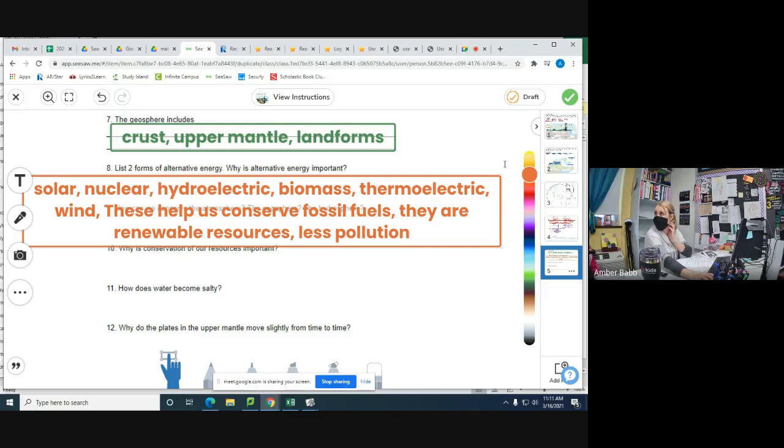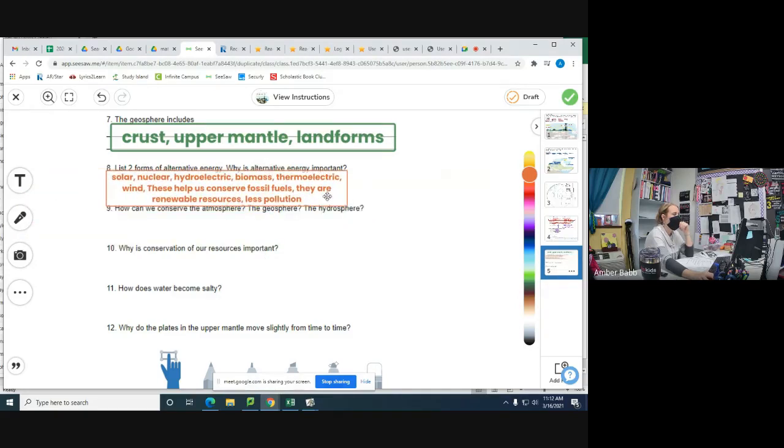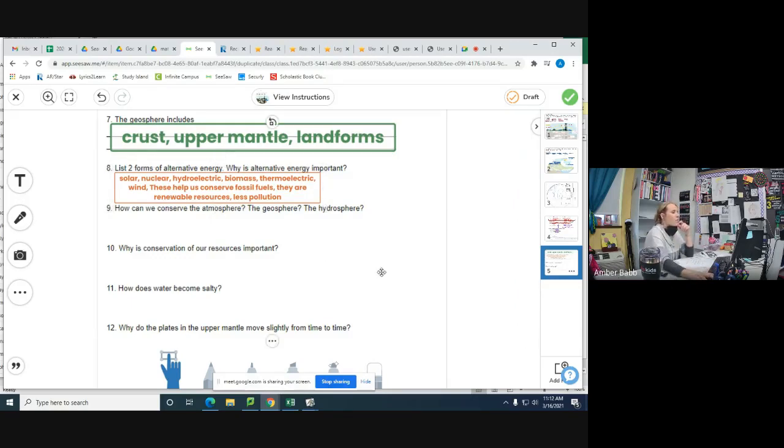So that is a lot. Get that written down, guys, and then I'm going to shrink it down. They help us conserve fossil fuels. They are renewable resources, and they are less pollution. Okay? Less pollution. All right? That was a lot. Making this small enough to fit here. How am I gonna read that? I said write it down and then I'll shrink it. You were supposed to be writing it down already.